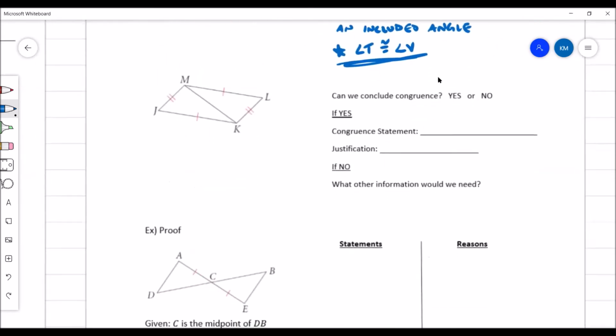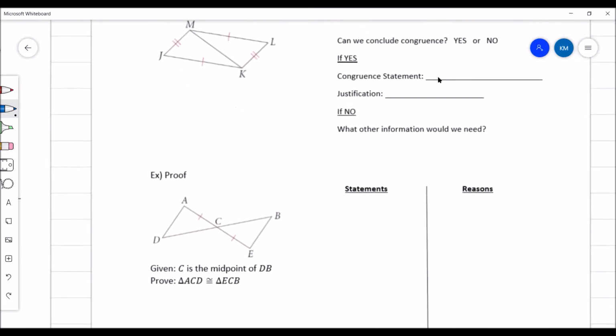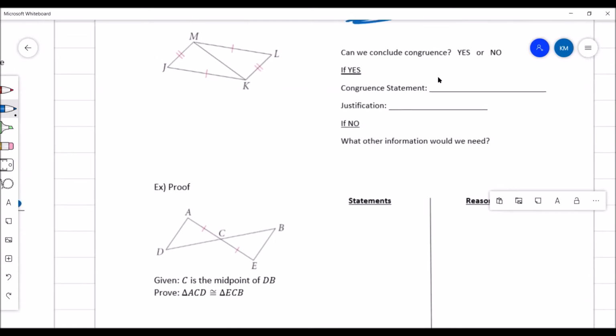All right, next example, it says, can we conclude congruence between these two triangles? As we look at these two triangles, you might say, well, we only have two sides marked, so no. But remember that we do have MK and it's a part of both triangles. So I'm going to mark this to help myself and see it visually. Reflexive property says MK should be congruent to MK. So can we conclude congruence? Yes, we can.